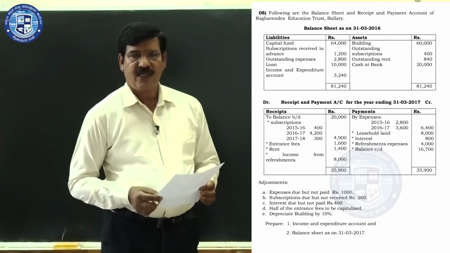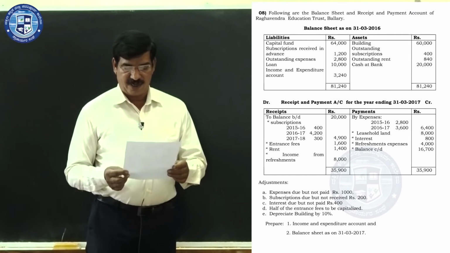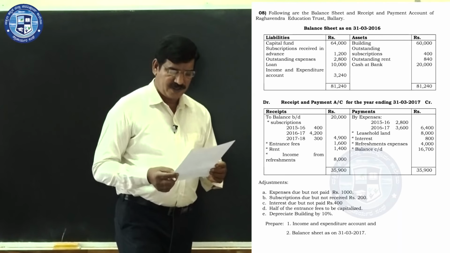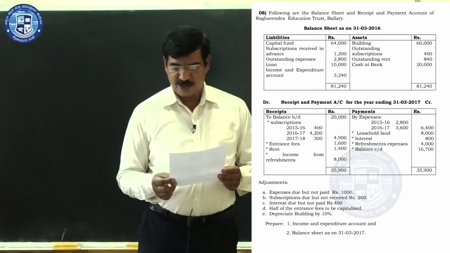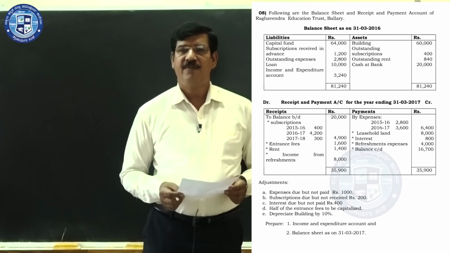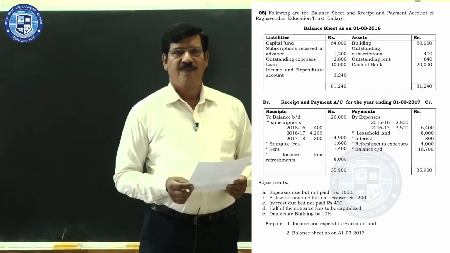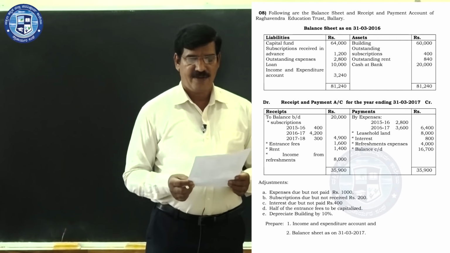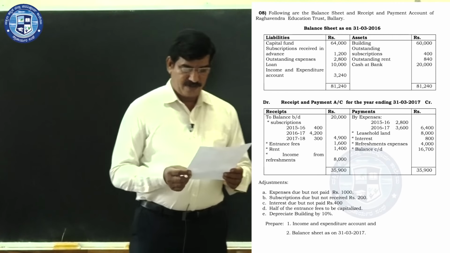2016-17, 3,600 is given. So it has to be entered in the income and expenditure account. Leasehold land, of course, is an asset, so it will go to the balance sheet. Interest goes to the income and expenditure account, refreshment expenses 4,000, and balance carried down. Balance carried down is the cash in hand, which is to be entered in the closing balance sheet.